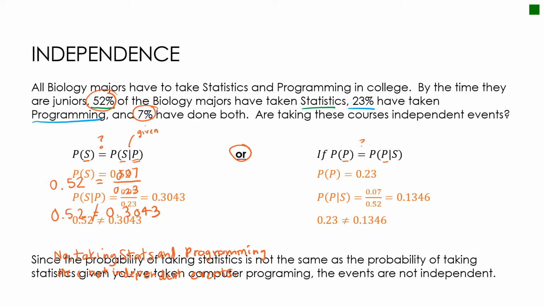Again, I can show that the exact same way using programming instead. And so programming would be 0.23, which was given to me. Again, now I'm looking at a conditional probability of people who have taken programming and statistics as my numerator, 0.07. And my denominator would be people who have taken statistics, which is 0.52. Again, I have to get my calculator out to do a little bit of math here, but this turns out to be 0.1346. And again, those aren't equal, and that gives me the exact same conclusion as I had before.